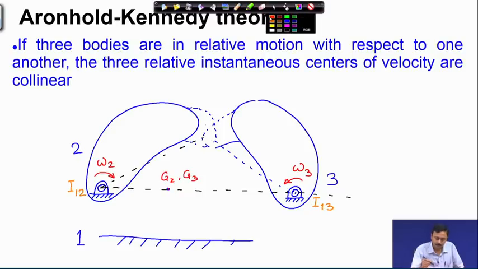Now, once again if I mark by red the velocity of point G2, it must be perpendicular to this black line. So, VG2. And the velocity of G3 must also be perpendicular to this black line. Now, their directions match, but their magnitudes do not. Now, how to determine then the exact point?